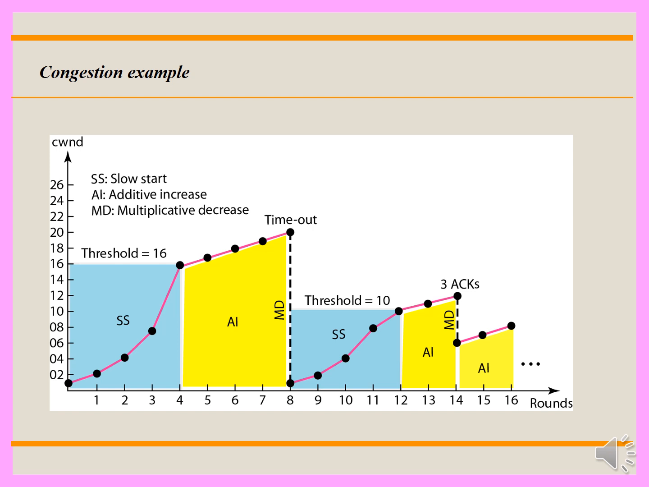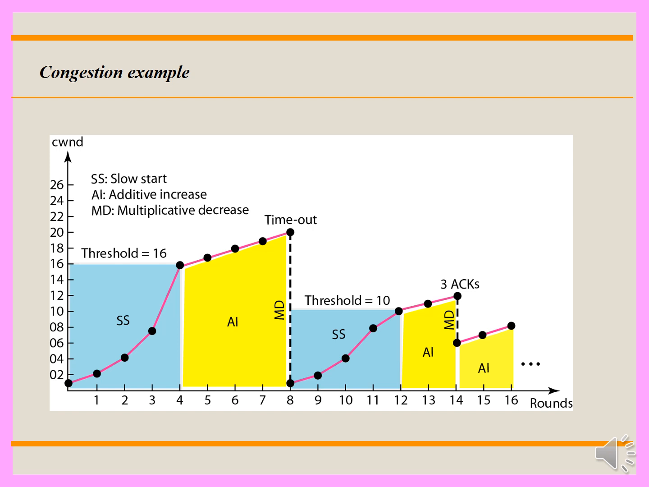At this moment, the multiplicative decrease procedure takes place and reduces the threshold to 1/2 of the previous window size. Previously, it went from 16 up to 20. Then 20, half of that, is now made 10, and then it will proceed.